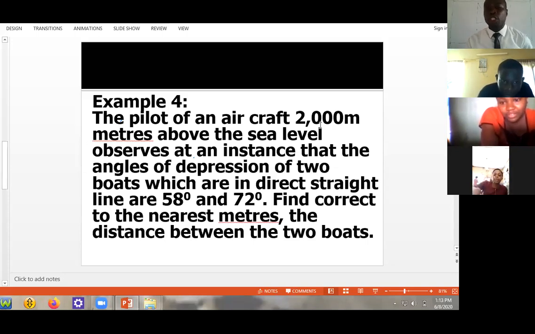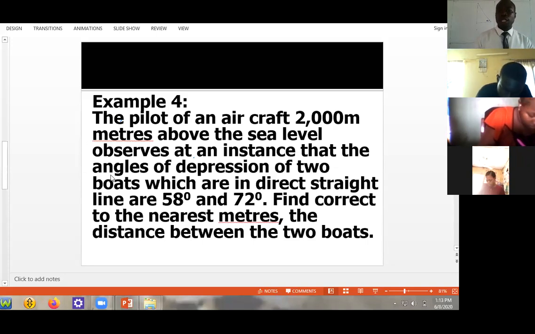This one is the angle of elevation or angle of depression? Depression. It's already there. Angle of depression. So the man is on the aircraft and he sighted two boats. The pilot is up. He sighted two boats, one at the angle of 58 degrees and the other at the angle of 72 degrees. Now find to the nearest meter the distance between the two boats.